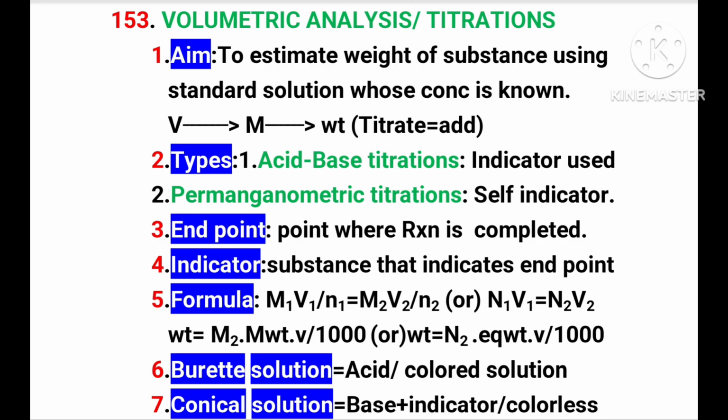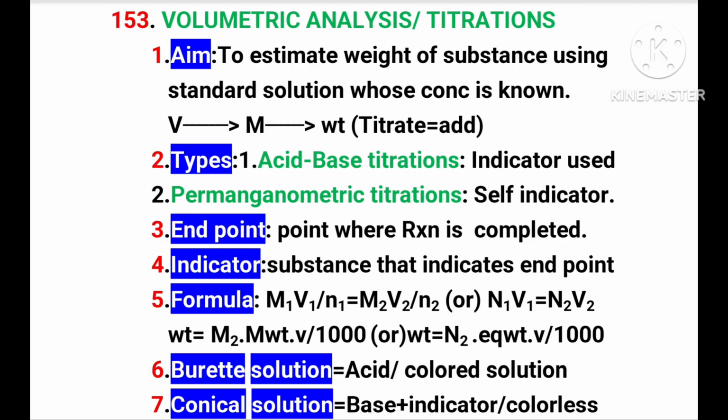In this volumetric analysis or titrations, the word titrate means add. In all this process, volume is found from the experiment. From volume, molarity or normality is found. From molarity or normality, weight is determined. Second, types. There are two types of volumetric analysis.